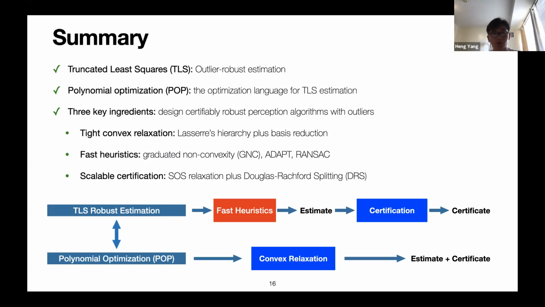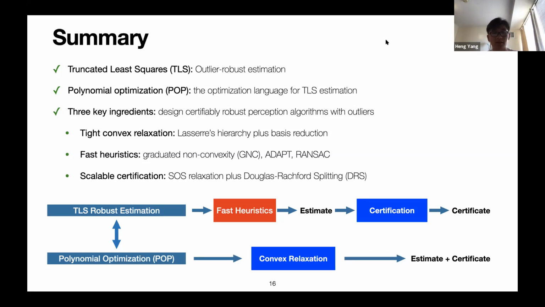And then we also need a fast heuristic in order to do certification. So imagine that your fast heuristic just gives you garbage. Then the certification will not do anything, right? Because every time you give it a wrong solution, it will tell you it's wrong. And then this doesn't help for real world performance. So these fast heuristics with very good performance are, from my point of view, also very important for certifiable perception. And then the last thing is a scalable certification that actually can outperform existing SDP solvers by leveraging the structure of the problem.